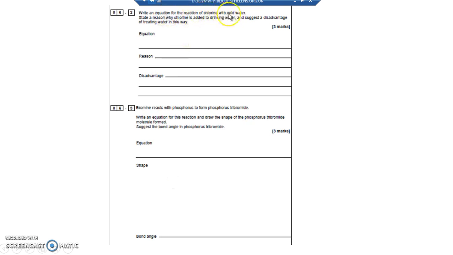Write an equation for the reaction of chlorine with cold water. Well, you just got to learn this really. This happens in swimming pools and in drinking water. Chlorine and water forms HCl and something called hypochlorous acid, HClO, which kills bacteria.